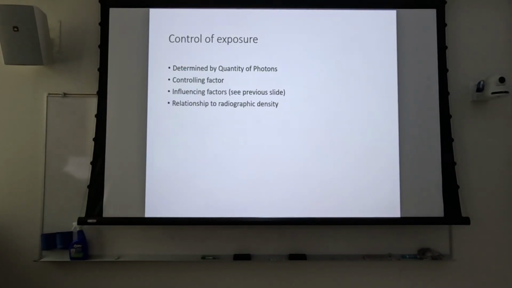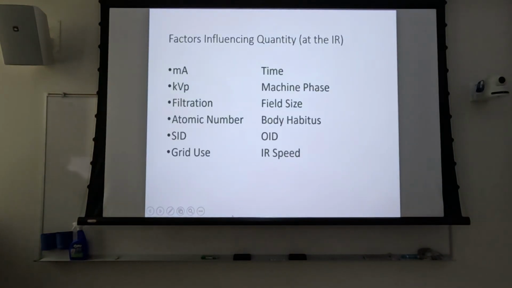Influencing factors would be the other things, specifically kVp would influence your exposure, SID, OID. Let's just run through them real quick, and I'll shorten the rest of them. mA and time, of course, is your mAs, and that would be your controlling factor of image receptor exposure.